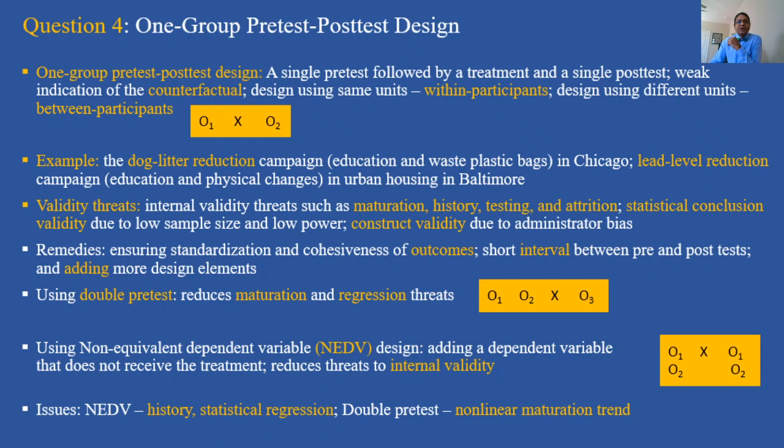So, one group pre-test and post-test design. Now, this design entails a single pre-test of the outcome construct followed by the treatment, which is followed by a single post-test of the same outcome construct. So it's simple, one group pre-test and one post-test.